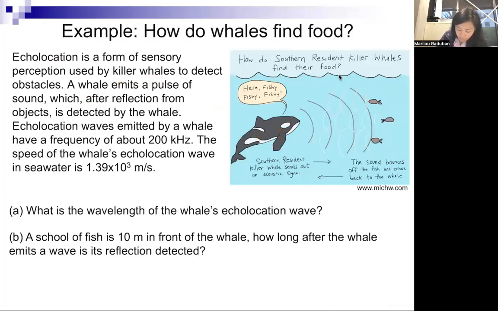So for this particular example, echolocation waves are emitted by a whale at a frequency of about 200 kilohertz. And the speed of the whale's echolocation wave in seawater is 1.39 times 10 to the 3 meters per second. And we are being asked, what's the wavelength of the echolocation wave? And if a school of fish is 10 meters in front of the whale, how long after the whale emits the wave is its reflection detected?